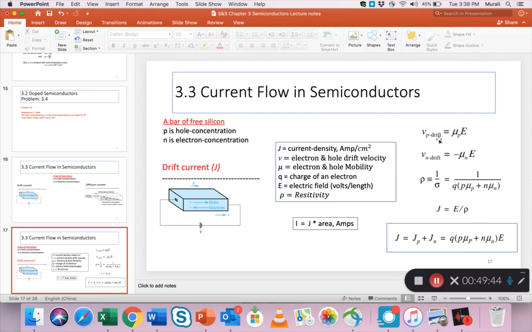And you see the two velocities. The velocity is directly proportional to the applied field, but there is a constant of multiplication called mu p and mu n with a minus sign. So try to become familiar with these because these are also important ideas.